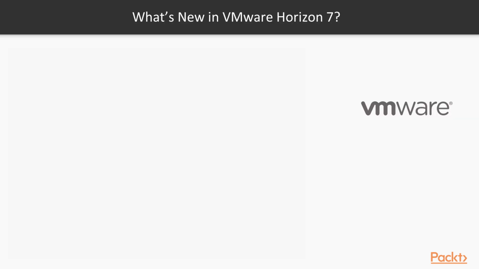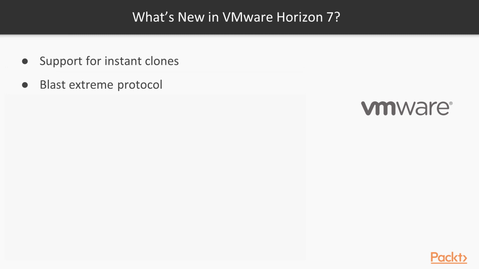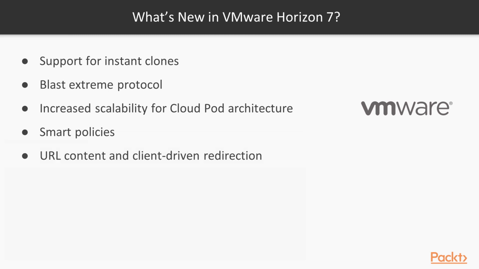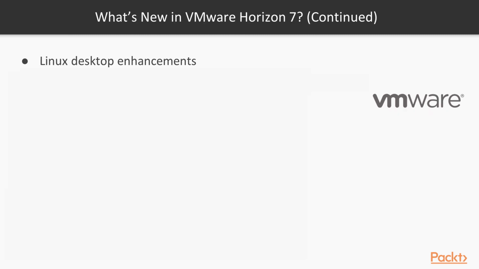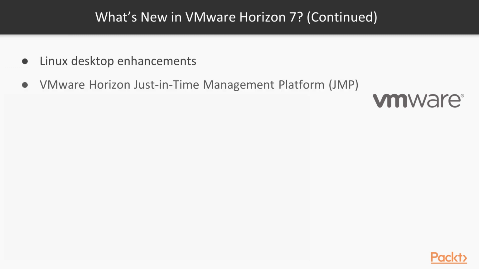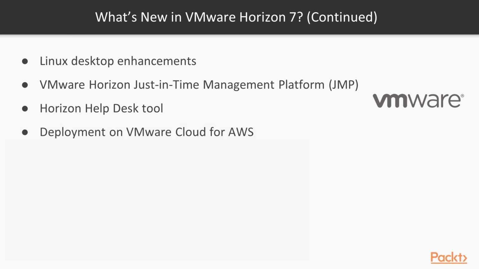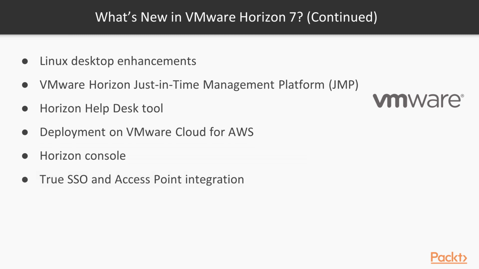So what were some of the key features that were added throughout the releases of Horizon 7? Support for instant clones, the Blast Extreme protocol, increased scalability for Cloud Pod architecture, smart policies, URL content and client drive redirection, support for Windows 10 and Server 2016, enhancements to Linux desktop virtual machines, the Horizon Just-in-Time Management Platform, or JMP, which brought together not only Horizon View but also App Volumes and VMware UEM, the Horizon Help Desk tool, the ability to deploy on VMware Cloud for AWS, a new management console in the Horizon console, and true SSO and access point integration. And we'll talk about some of these features throughout this course.